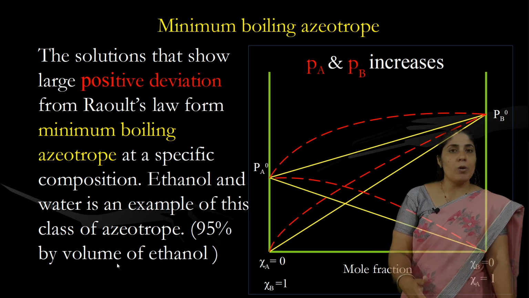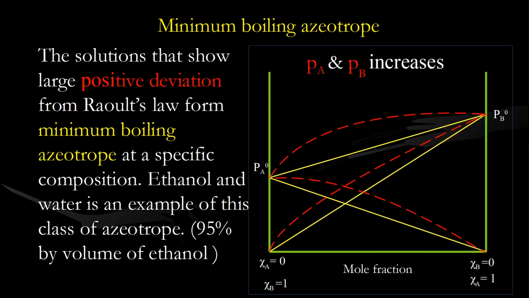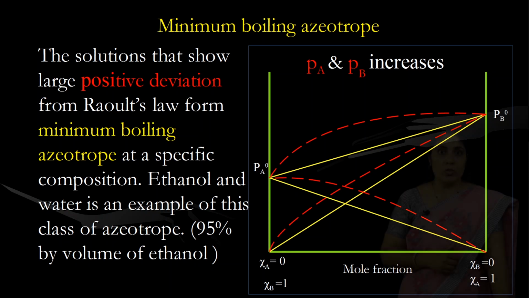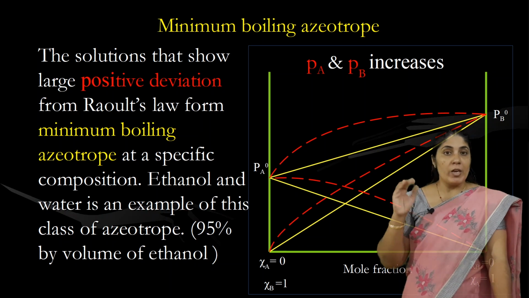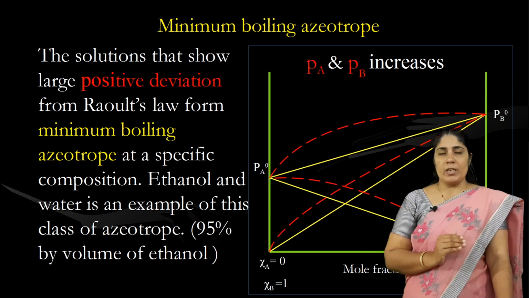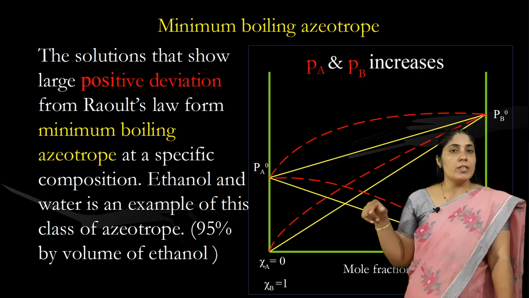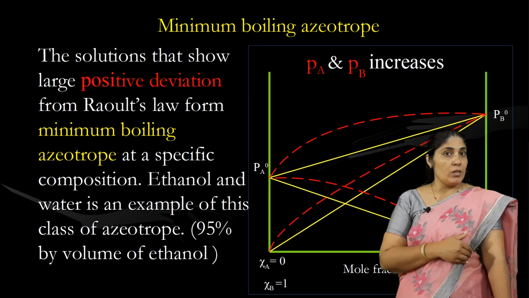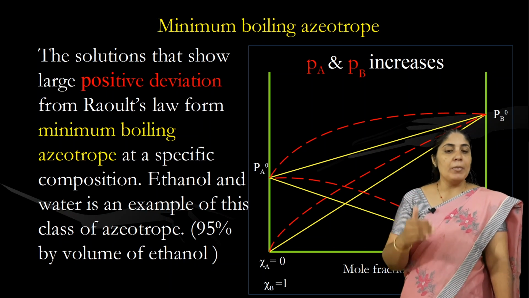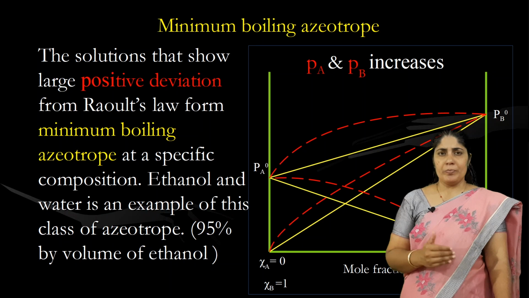In the case of minimum boiling azeotropes, those solutions which show positive deviations give such an azeotrope. You can see an example, ethanol and water, which we discussed already. Ethanol and water come under a positive deviation non-ideal solution. Such a solution, at a particular composition, becomes an azeotropic mixture. When we consider 95% by volume of ethanol, it becomes a minimum boiling azeotrope.